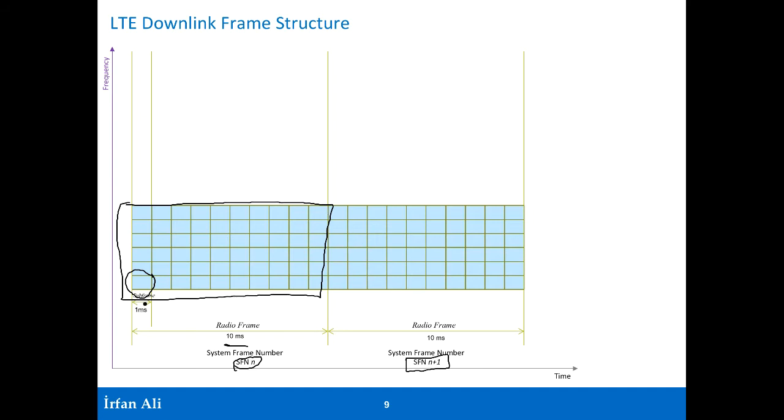Just keep in mind the way the subframes within a radio frame are numbered: the very first subframe in a radio frame is 0, then 1, 2, all the way until you end up with subframe number 9 over here.